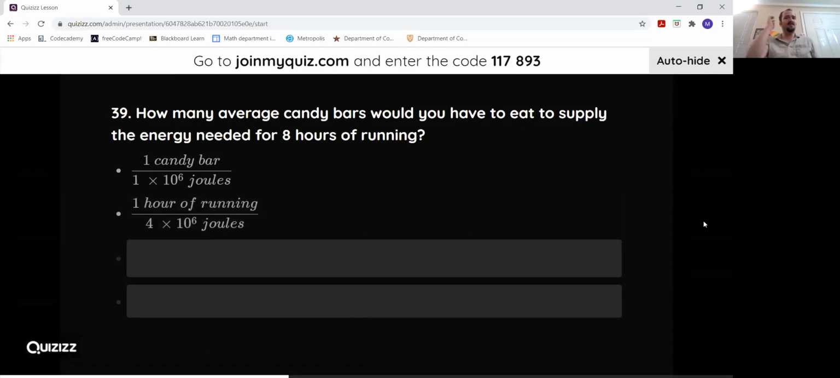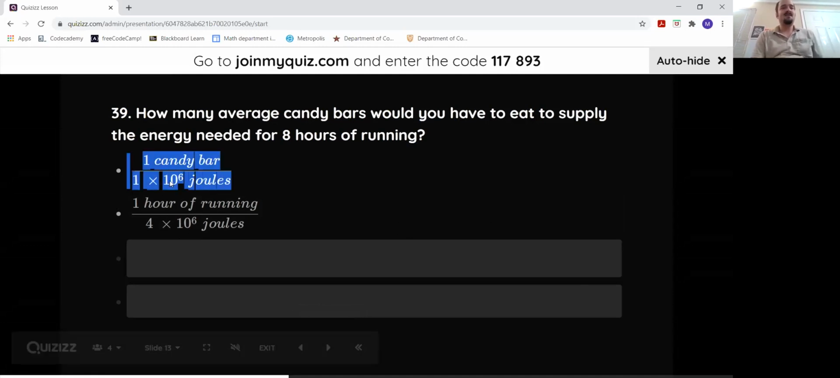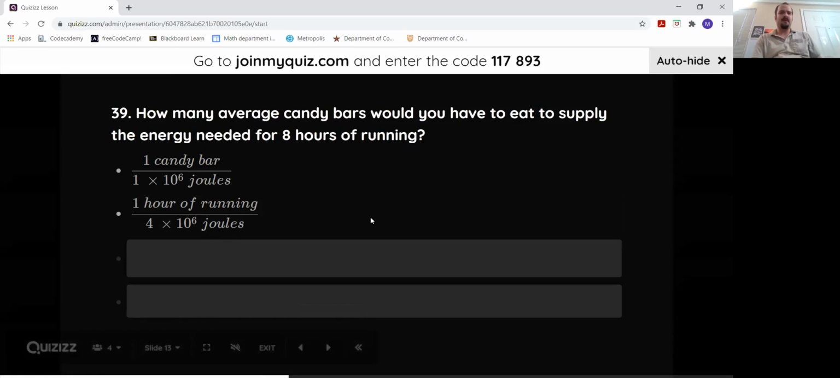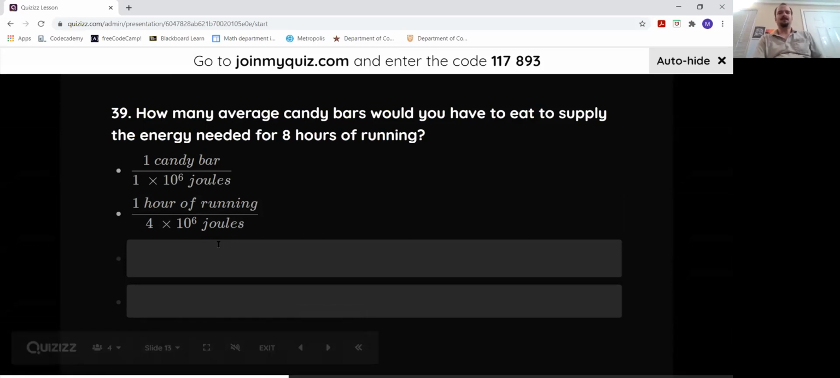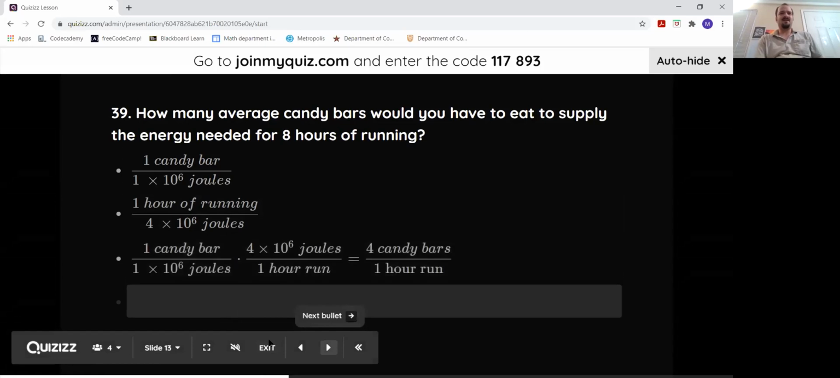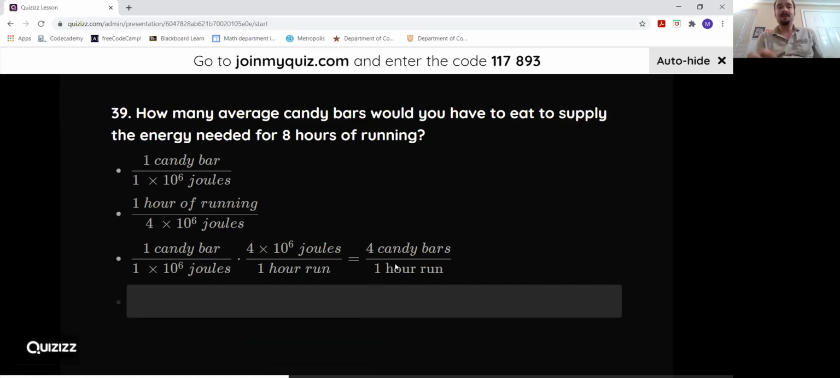1 hour of running is 4 times 10 to the 6 joules. So this is sort of like what I'm talking about with the unit analysis. I have a puzzle piece here that I need to fit these things together so that joules end up canceling out. And I probably want candy bars on top and hours on bottom. So there's one way to do that. I put this one down first, and then I flip this one. So my joules are on top here, my hour of running's on the bottom. So I think a lot of y'all figured out I'm getting 4 candy bars per hour.